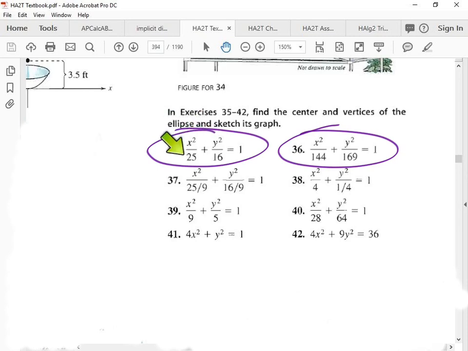Okay, the bigger number is 25 right here, right? 25. Okay, so because 25 is underneath the x, we know this ellipse will be horizontal. This ellipse would be vertical.